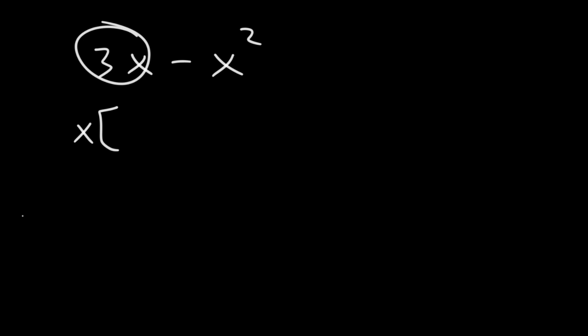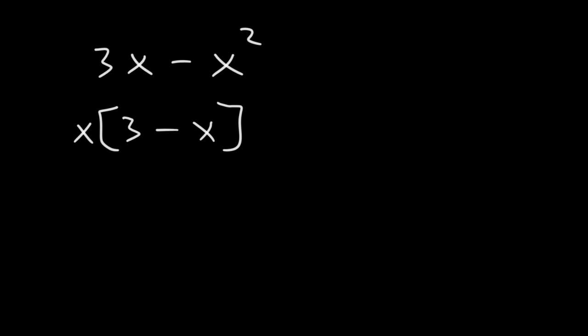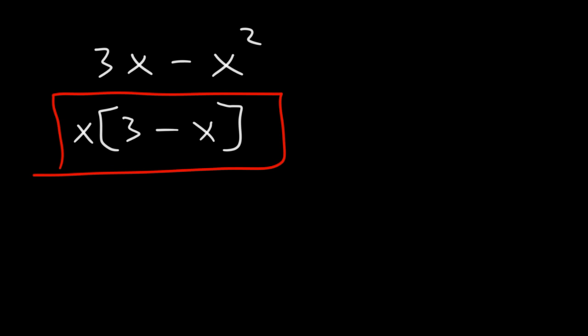Now let's try another example. 3x minus x squared. What is the GCF between those two, 3x and x squared? In this case, it's not a number, but it's a variable. The greatest common factor is x. 3x divided by x is simply 3. Now, if you divide x squared by x, you're going to get x. So the answer for this example is simply x times 3 minus x.